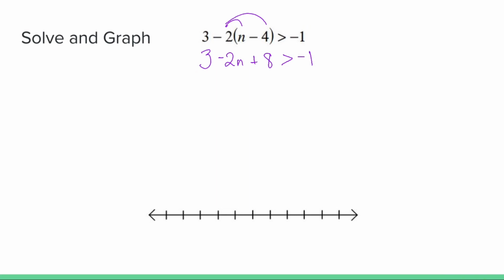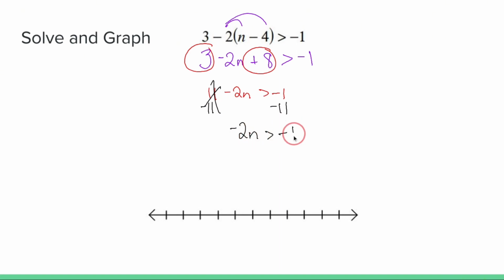Okay, before we do anything, let's combine the like terms on the left. 3 plus 8 is 11, so 11 minus 2n is greater than -1. So far, nothing different than solving a regular old equality. All right, still nothing different. Minus 11, cross you out, -2n is greater than -12.